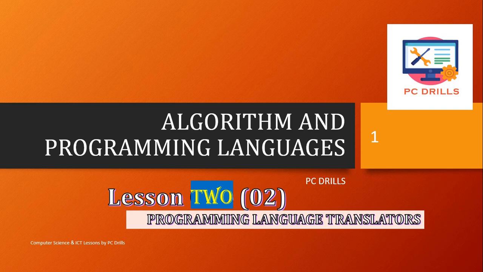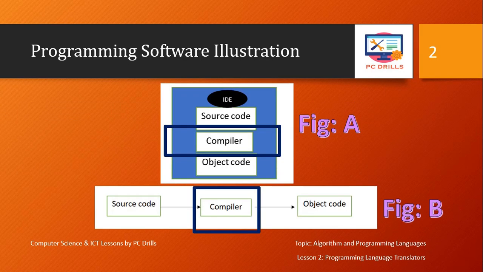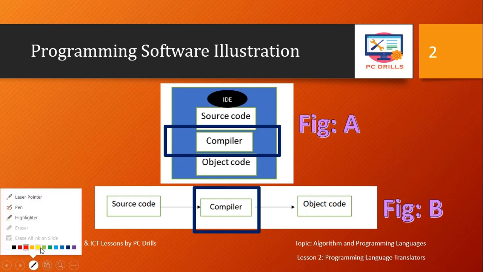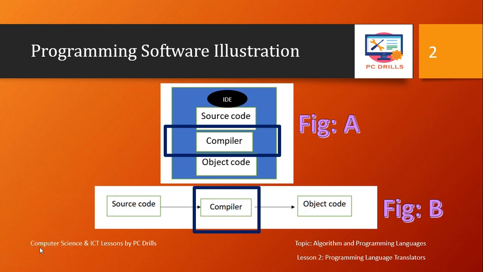Today we continue with our lesson 2 under the chapter of Algorithm and Programming Languages. Lesson 2, we are going to be talking about programming language translators. On our previous lesson, we showed you this diagram for programming software illustration. We said when you have a particular thing that you wish the computer to solve, you need to give it instructions, and when you are giving instructions, you write them on a source code editor and the computer runs it.